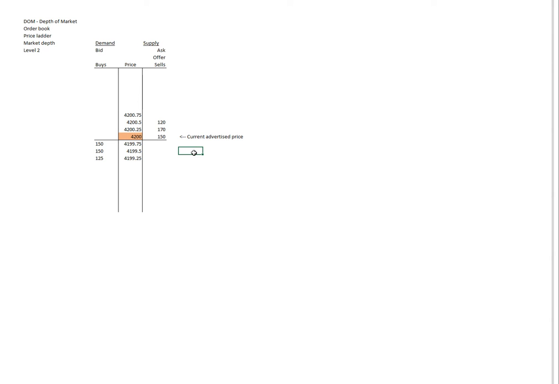For TD Ameritrade users, you can also get it there. The DOM is called the Active Trader. It's free. It comes with the ThinkorSwim platform software. But what you have to do is enable it on the TD Ameritrade site. To be able to do that, you can go into your account.